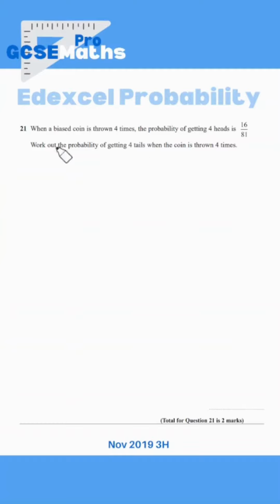So just to visualize it for you, when we're throwing a coin 4 times, we can almost make a probability tree with those 4 columns or 4 branches. So that's the first throw, the second, the third, and the fourth. Now they've told us that it's the probability of getting 4 heads, so that's why I'm following the heads branches.